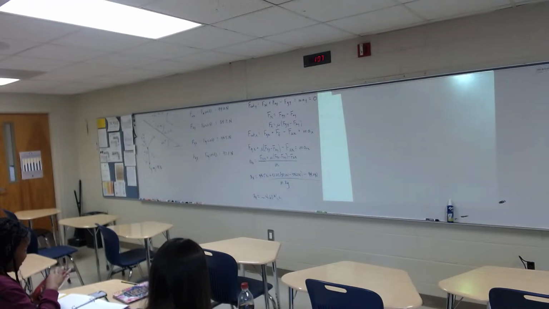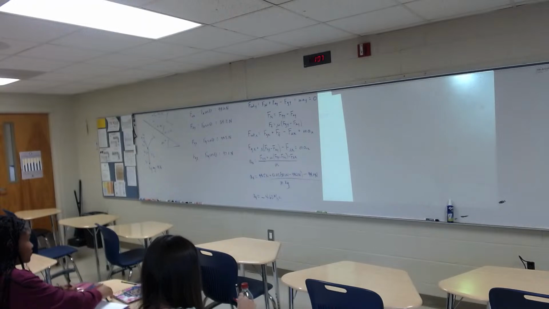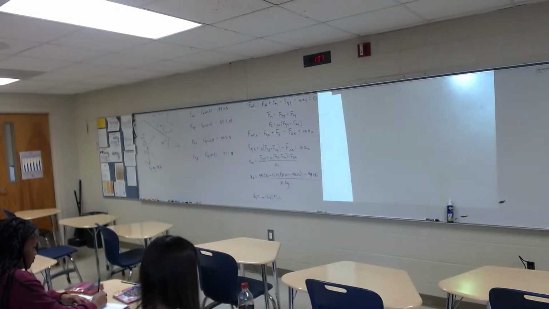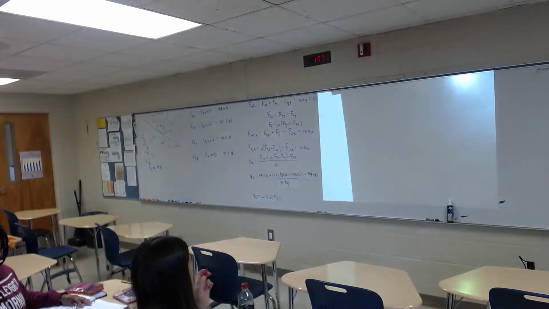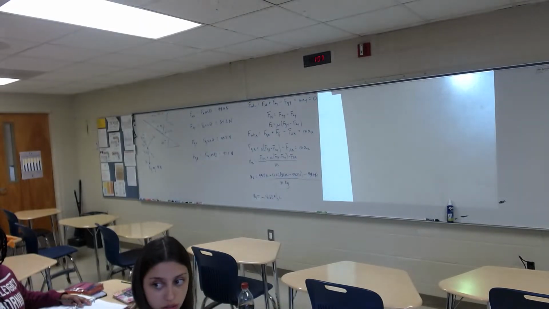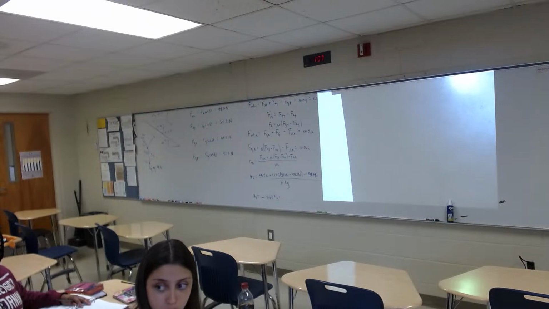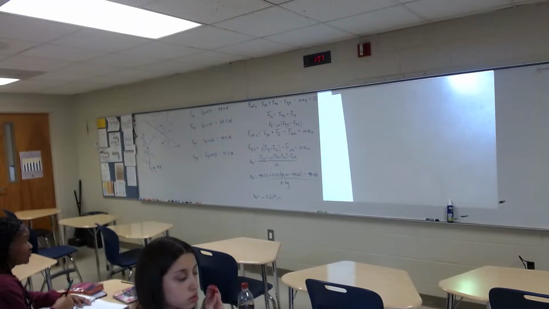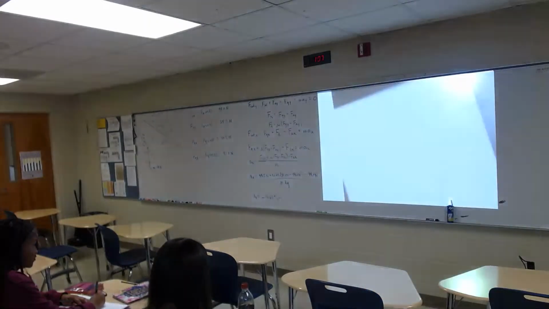All right, if we're trying to pick out a molecule that has pi bonding, what are we looking for? Double or triple bonds, right? Okay.